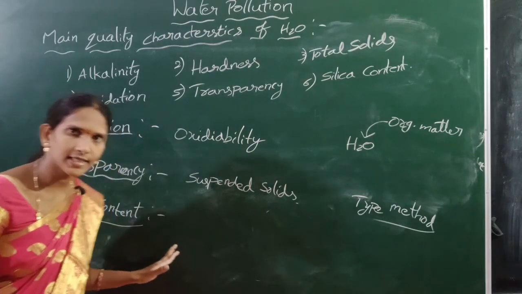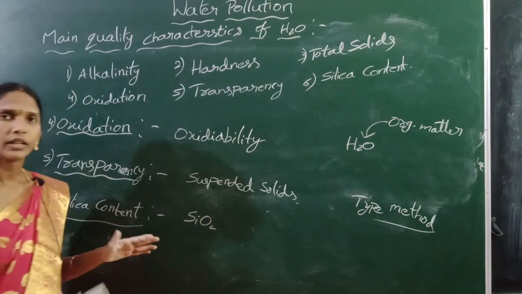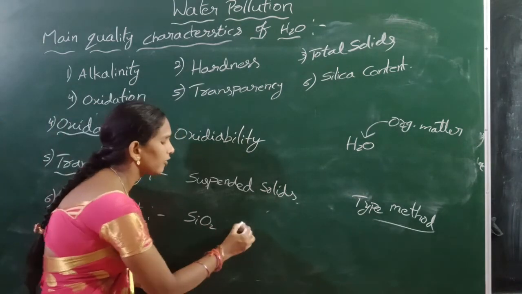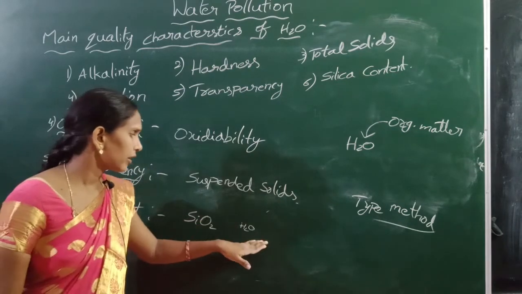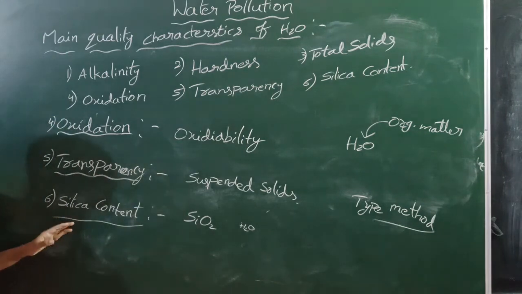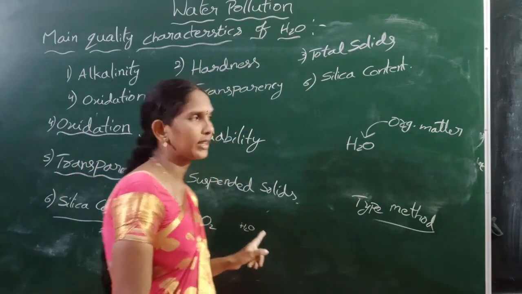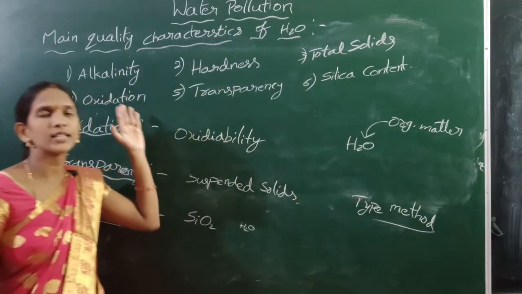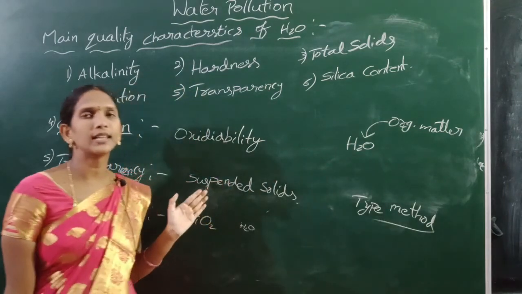It characterizes the concentration of SiO2. The concentration of SiO2 present in the natural water is called silica content. These are the main quality characteristics of water. The first one is alkalinity, second hardness, third one is total solids, the fourth one is oxidation, the fifth one is transparency, and sixth one is silica content.